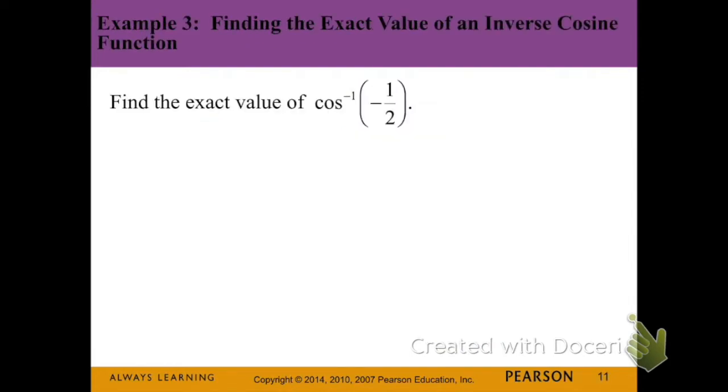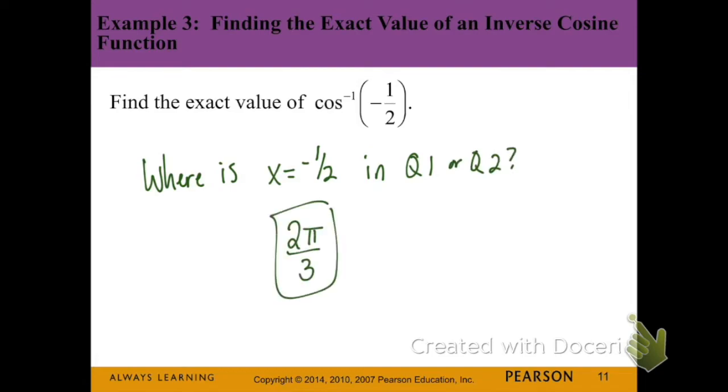Example 3, find cosine inverse of -1/2. So we need to look and see where x equals -1/2 in either quadrants 1 or 2, and that happens at 2pi/3.